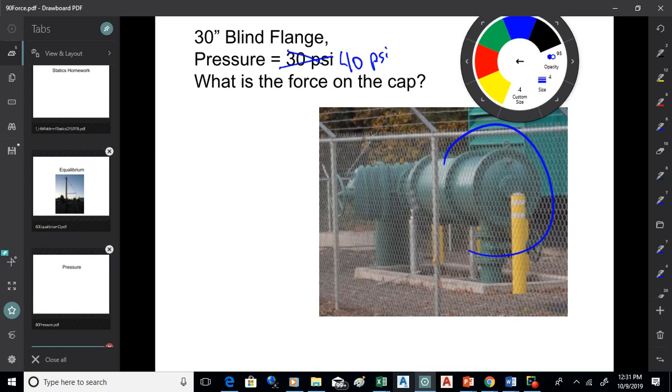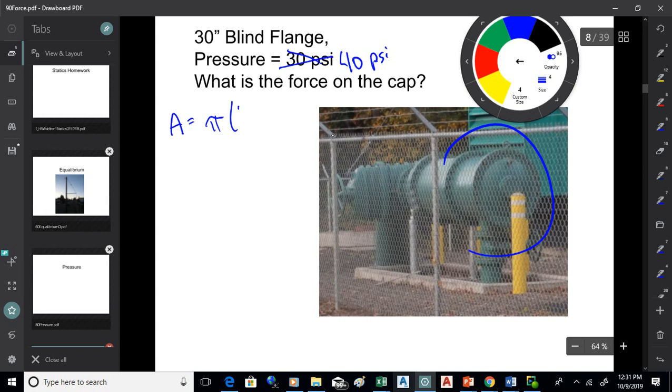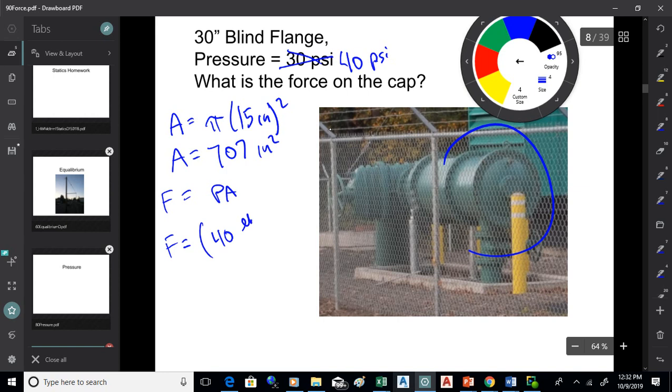So the area here, pi times 15 inches squared. It's significant. I mean, it's a big deal. So 707 again, that's inches squared, is that right? And then the force is the pressure times the area. So the force is the 40 pounds per square inch. Remember, that's what PSI is: pounds on top, square inches on the bottom.